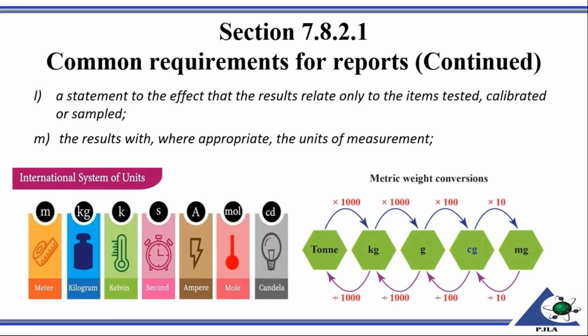Okay. Section L. A statement to the effect that the results relate only to the items tested, calibrated, or sampled. So basically, they're only applying to the item that you're calibrating or testing, and they don't apply to anything outside of that. This is generally just going to be a simple sentence on your calibration certificate or test report. There's generally going to be a couple different statements that you're going to need to require to be on there. This is one of them.